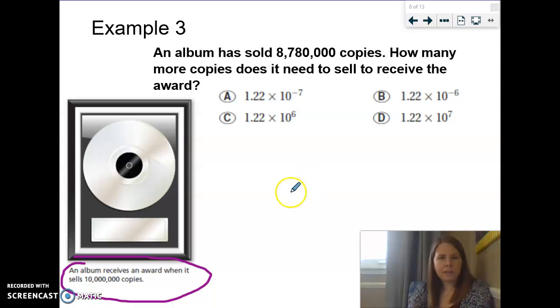I would first figure out how much more, so then how many more copies does it need to sell to receive this award. So the biggest thing is this is a problem you probably have already seen in years past, probably like a 5th or 6th grade level problem here. The only thing different is that they changed it into a scientific notation answer. So we're going to start off by taking that 10 million. It's going to take me a minute to write it out.